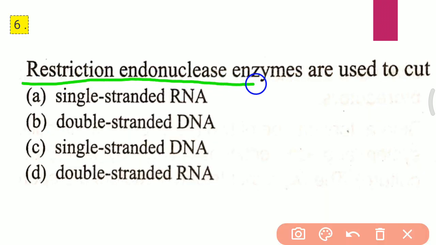Question 6. Restriction endonuclease enzyme are used to cut A. Single-stranded RNA, B. Double-stranded DNA, C. Single-stranded DNA, D. Double-stranded RNA. I repeat the question. Restriction endonuclease enzyme are used to cut, and the correct answer for the sixth question is B, that is double-stranded DNA.